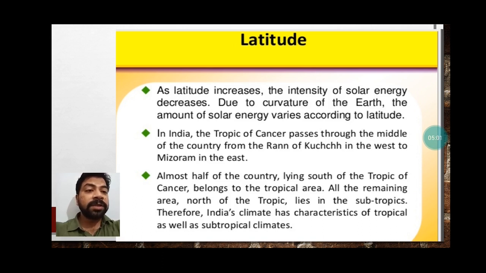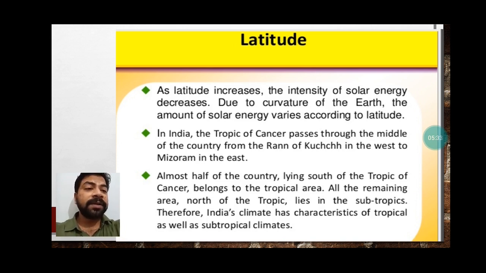Due to the curvature of the earth, the amount of solar energy varies according to latitude. So this is only because of the curvature. The earth's shape is a geoid, not exactly round. In India, the Tropic of Cancer passes through the middle of the country from the Rann of Kutch in the west to Mizoram in the east. So you can understand here that beyond 23.5 degree, which type of temperature will we receive? The moderate temperature.